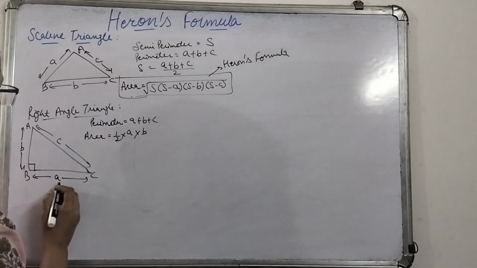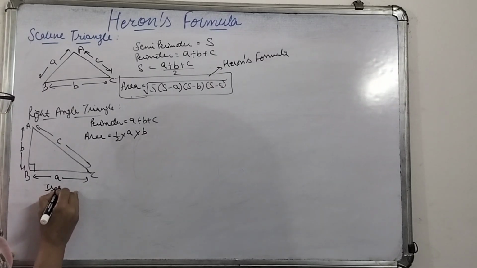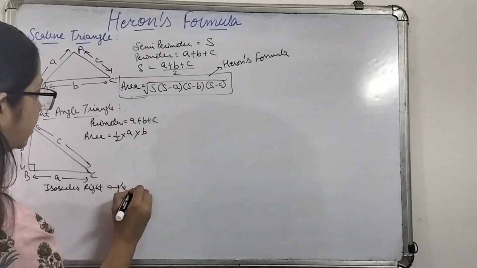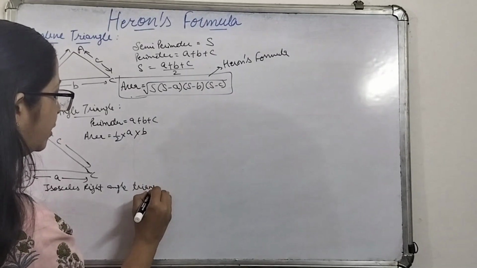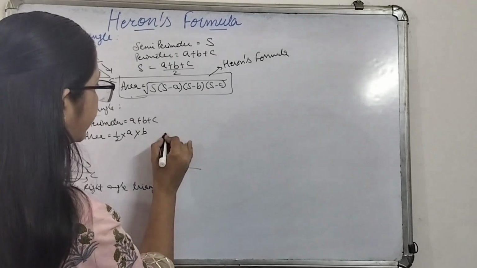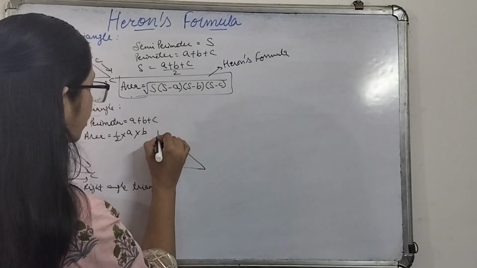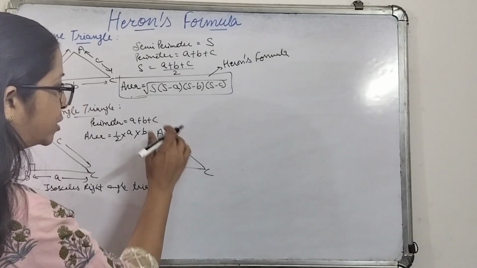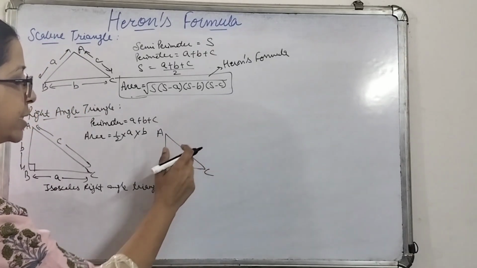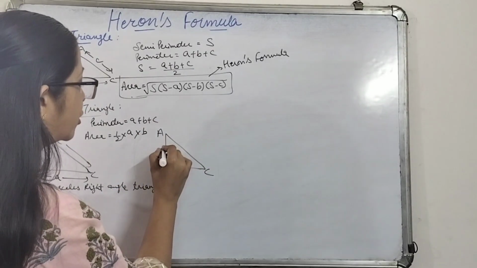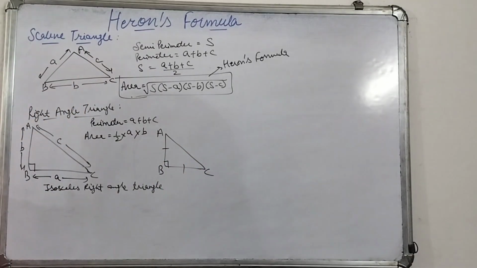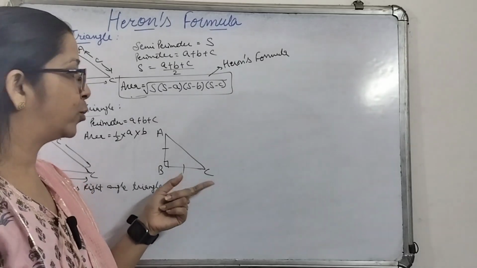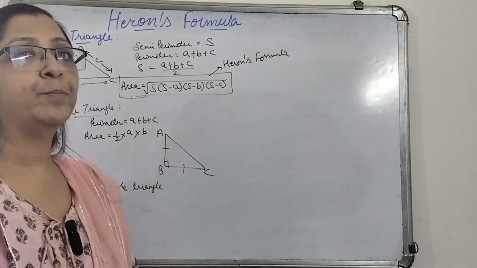Now if it is an isosceles right angle triangle. So we know in an isosceles right angle triangle, this is your A, this is your B, this is your C, and this angle is your 90 degrees. This way AC will be the hypotenuse, which is the side opposite to 90 degrees. In this case your AB and BC both will be equal, because it is an isosceles right angle triangle. That means two of the sides will be equal. That will be AB equal to your BC.